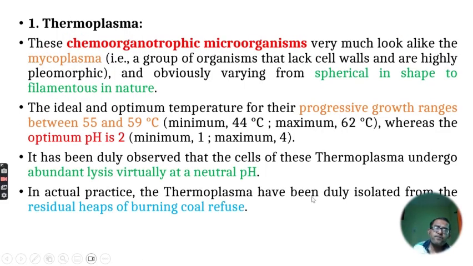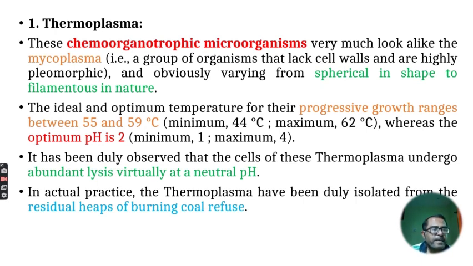Now first we see these thermoplasmas. These thermoplasmas are chemoorganotrophic microorganisms. When we observe the structure of thermoplasma, it looks similar to a mycoplasma. Mycoplasma is a group of organisms which doesn't have any cell wall. Because of the absence of the cell wall, mycoplasma shows pleomorphism. Any kind of shape can be shown by this group of bacteria.